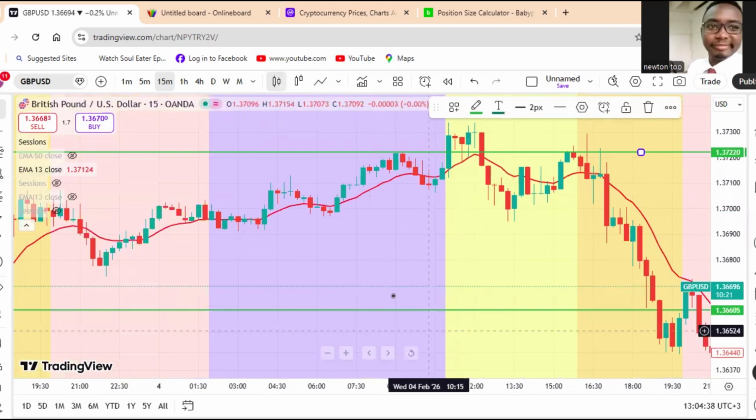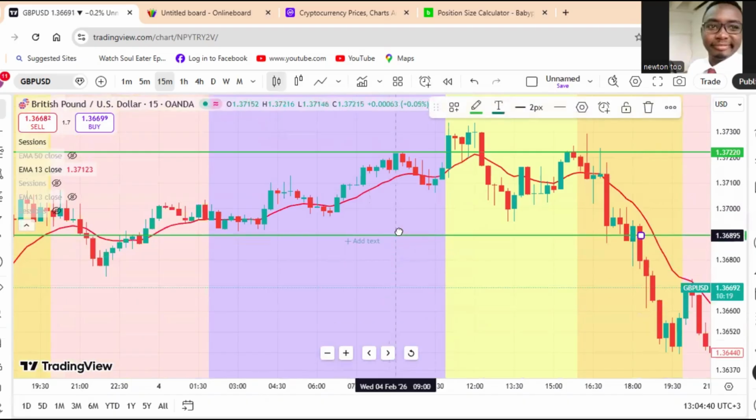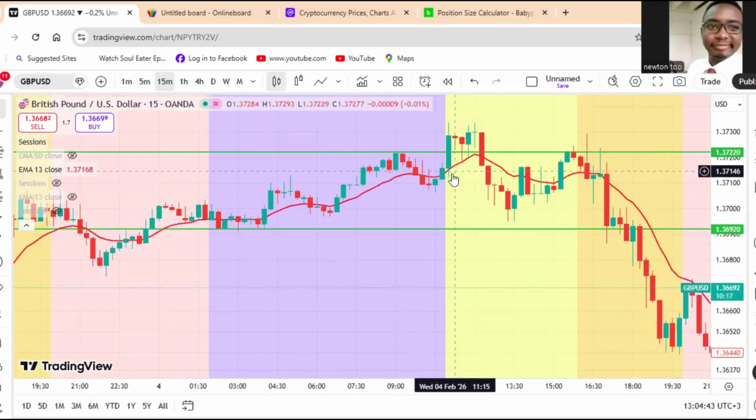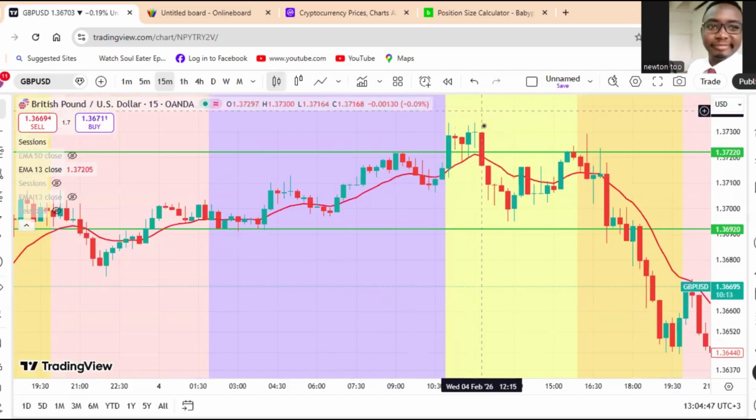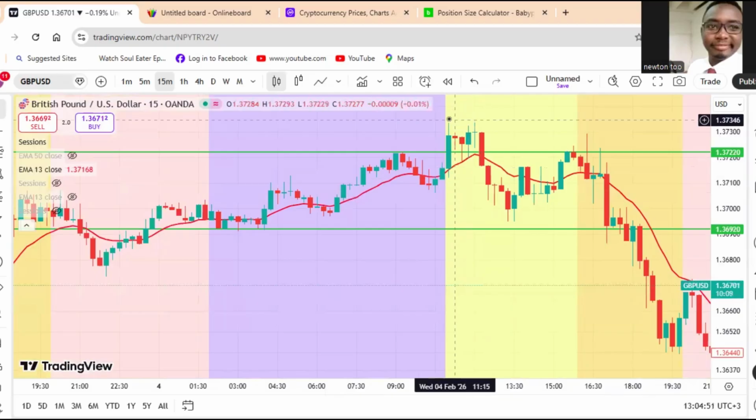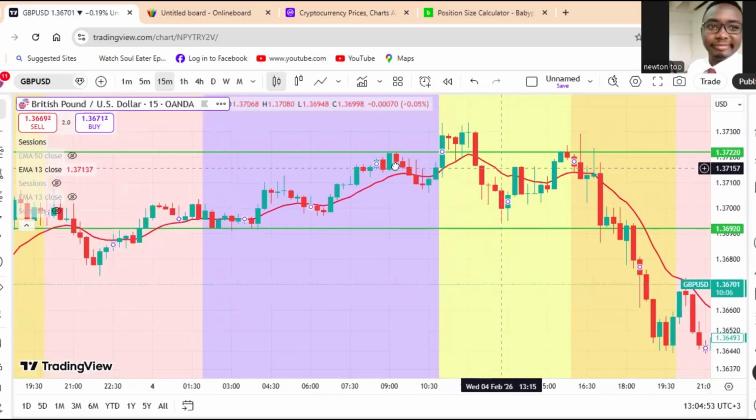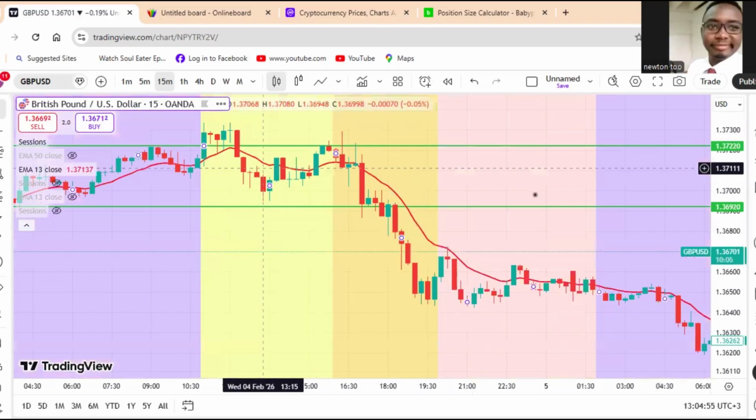Let me show you again. Low of Asia, high of Asia. You see, liquidity was taken on the upside. Boom, it was taken. Then it closed below the 13 EMA. So this one now you can enter sell here. Stop loss above this point. You can target 1 to 2 or 1 to 3.